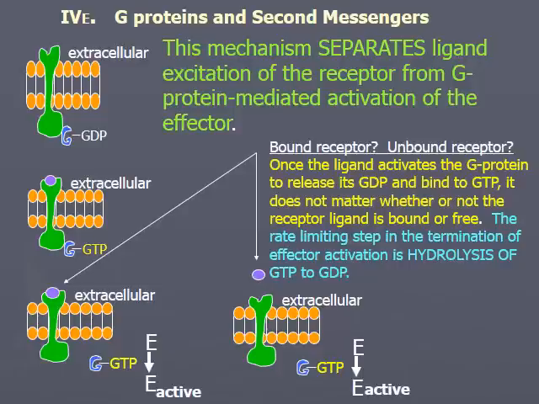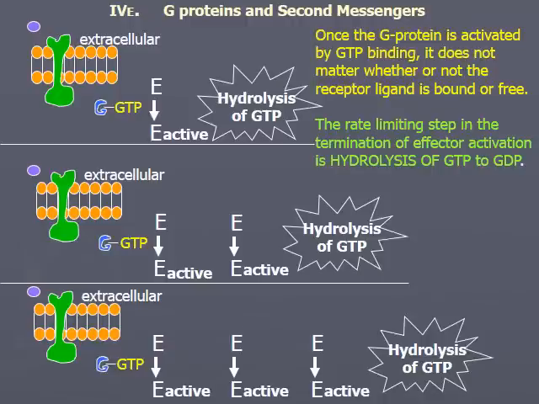So once the ligand activates the G protein to release its GDP and to bind GTP, it does not matter whether or not the receptor ligand is bound or free. The rate-limiting step in the termination of the signal is the hydrolysis of the GTP back to GDP. So in theory, if you look at the bottom panel again, the drug can bind the receptor, the G protein gets active, the drug can fall off, and the G protein is going to stay active until hydrolysis of the GTP. In the upper panel, if the hydrolysis of GTP happens quickly, there'll be less effector enzyme activity and less second messenger than if it takes longer to hydrolyze, as you see in the middle panel, or if it takes even longer, as you see in the lower panel. So the rate-limiting step in the termination of effector activation is the hydrolysis of GTP back to GDP.